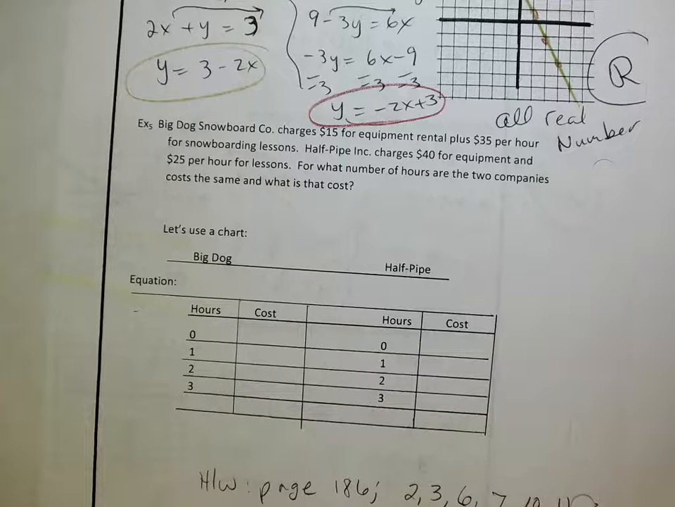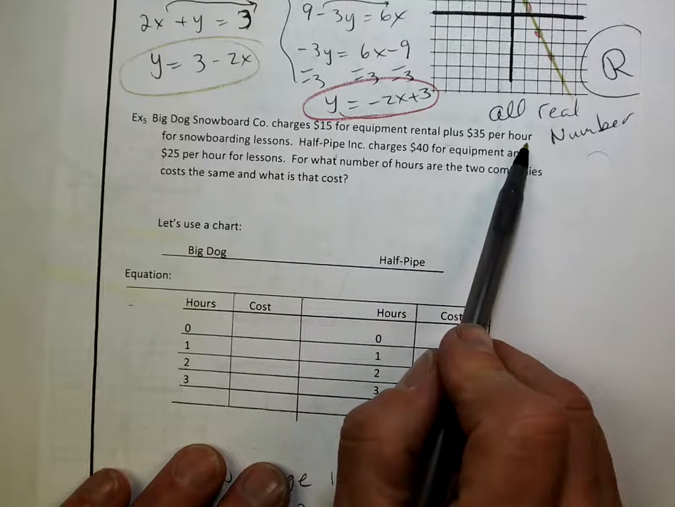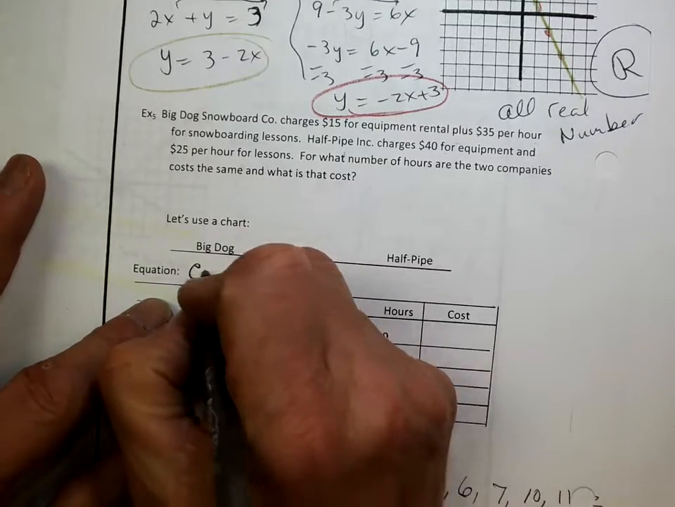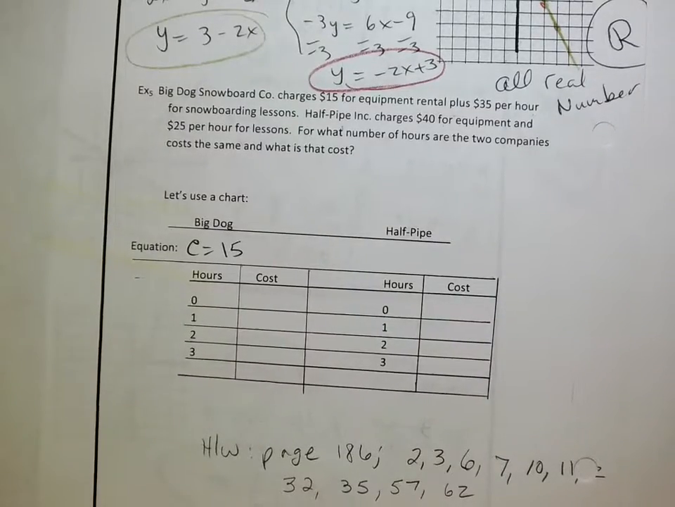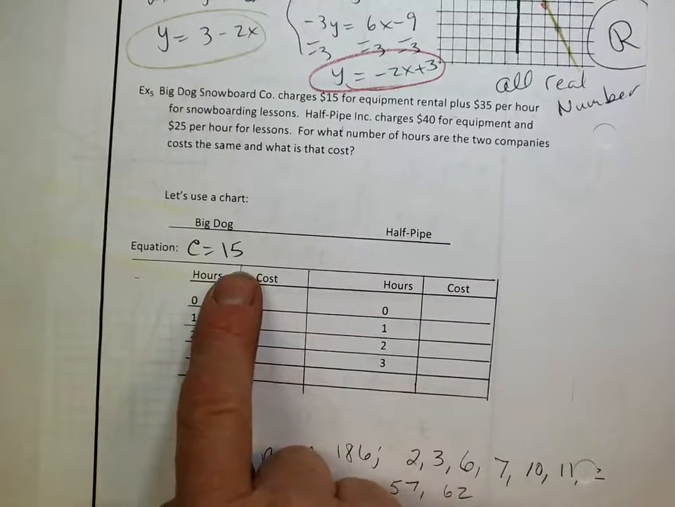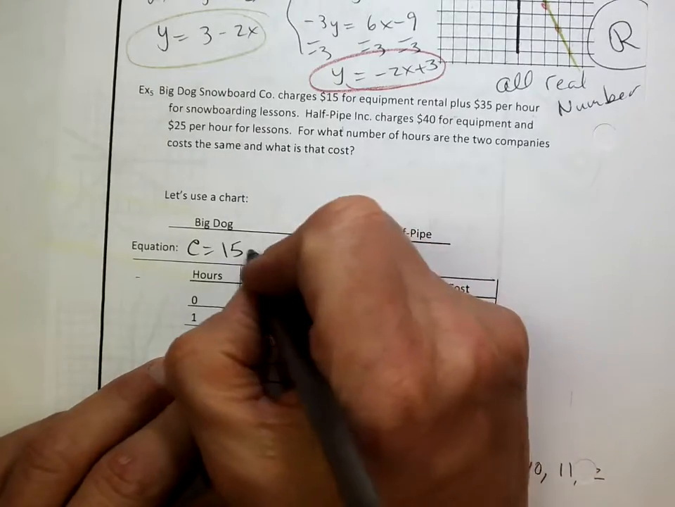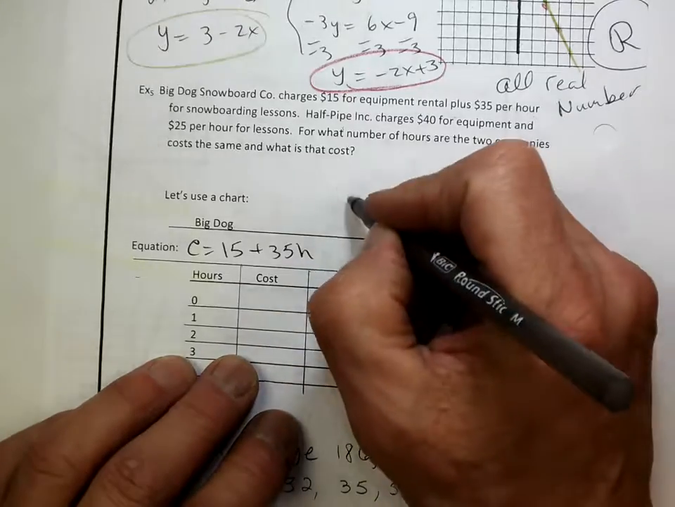Example 5. It's a story problem, but we can handle it, okay? Big Dog Snowboard Company charges $15 for equipment plus $35 per hour for snowboard lessons. So, first of all, an equation for Big Dog. The cost for Big Dog is going to be 15. You step in the door, you've got to pay 15, no matter how long you ski. That's your come-in-the-door $15, plus our $35 per hour. Okay, there's Big Dog. You okay with that equation?